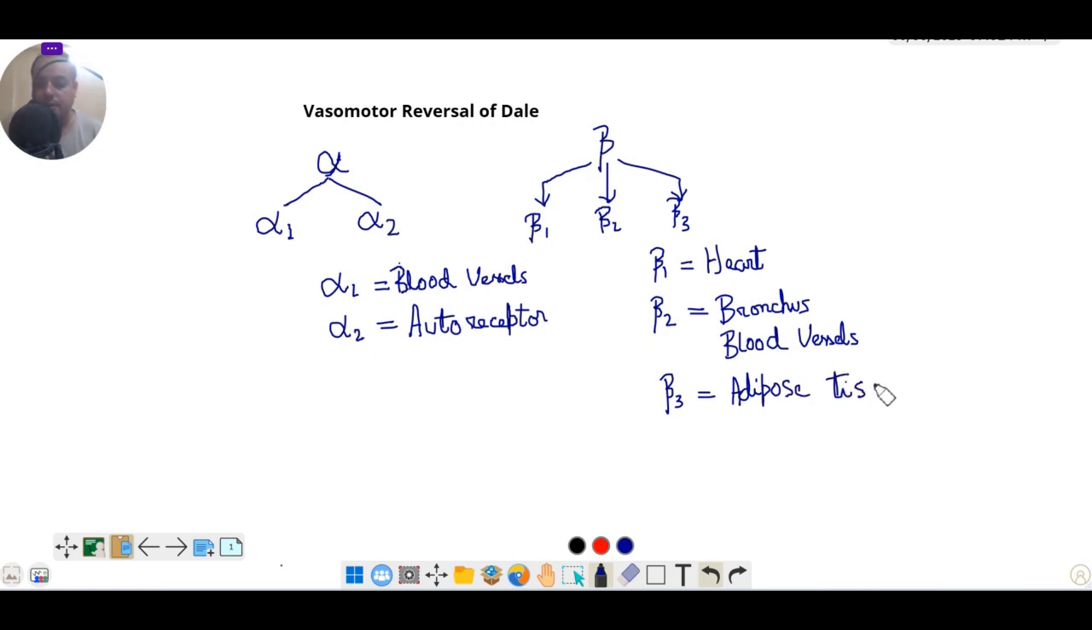So now this is the distribution of the alpha and the beta receptors. If you look into this point very clearly, you will see that in the blood vessels we have got two kinds of receptors. One is the alpha 1 receptor and the second one is the beta 2 receptor.